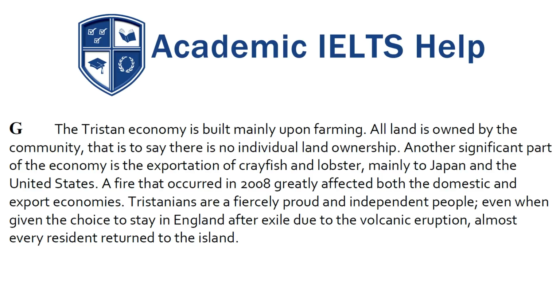The Tristan economy is built mainly upon farming. All land is owned by the community, that is to say, there is no individual land ownership. Another significant part of the economy is the exportation of crayfish and lobster, mainly to Japan and the United States. A fire that occurred in 2008 greatly affected both the domestic and export economies. Tristanians are a fiercely proud and independent people. Even when given the choice to stay in England after exile due to the volcanic eruption, almost every resident returned to the island.